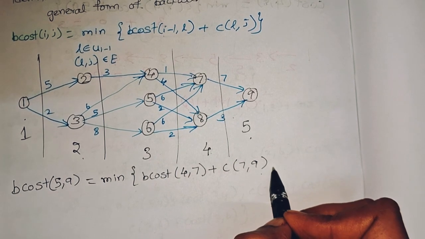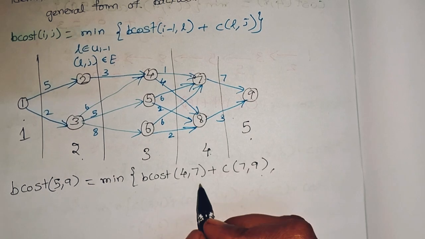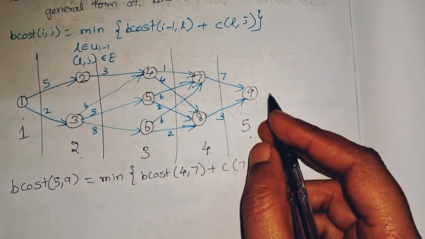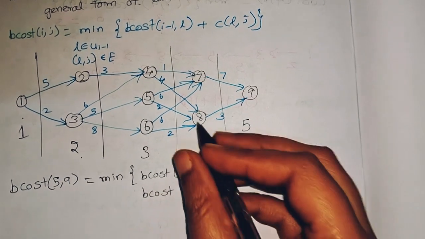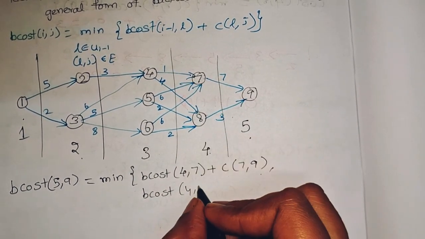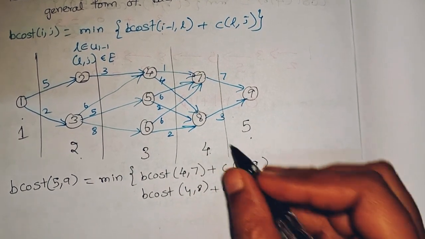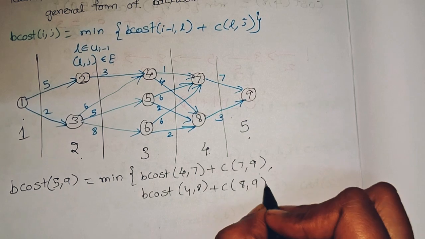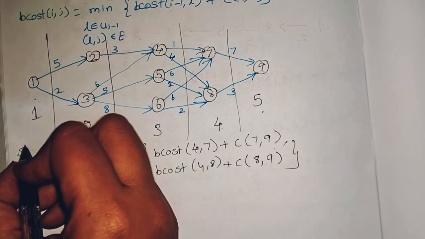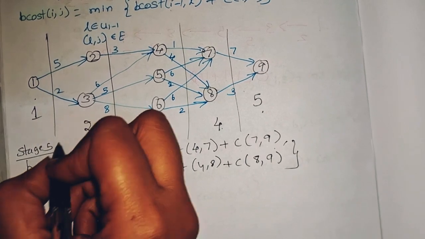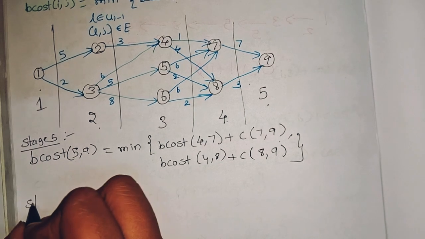So what are the nodes connected to node 9 here? 7 and 8. We have found the formula for 7, right? So next we need to find this b cost for 8 also. So b cost of 4 comma 8, which is node 8 at stage 4, plus c of 8 comma 9. So this is the b cost at stage 5. Now we will see stage 4.